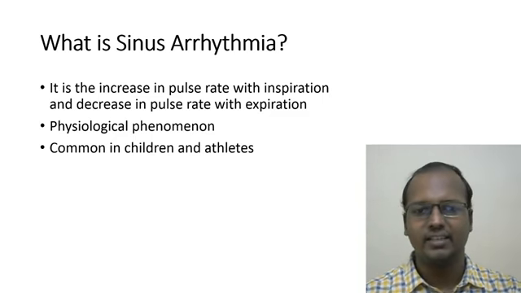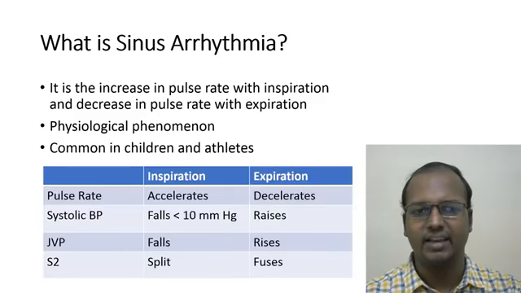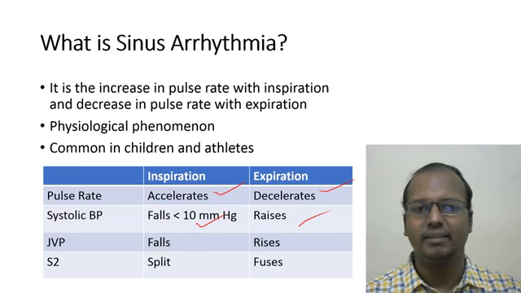As we discussed, there was one discussion: what happens during inspiration and expiration to our BP or JVP? So I just want to recollect this here also. In inspiration, the pulse rate is accelerating; in expiration, decelerating. As I discussed the mechanism, the blood pressure will fall, but it is less than 10 mm of mercury. Whereas more than 10 mm fall is called pulsus paradoxus. Systolic BP rises with expiration. JVP falls with inspiration, rises with expiration.